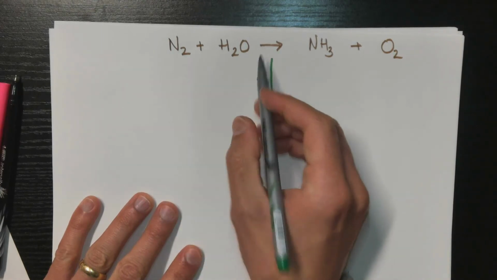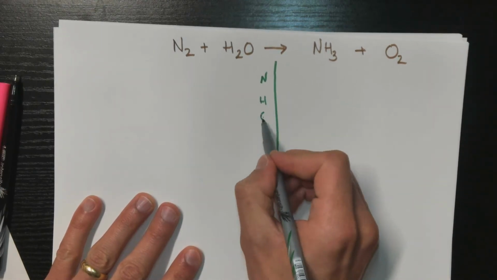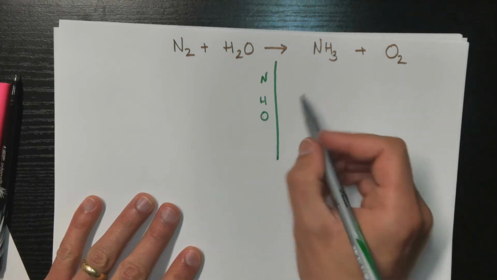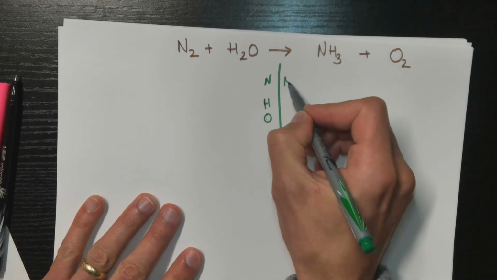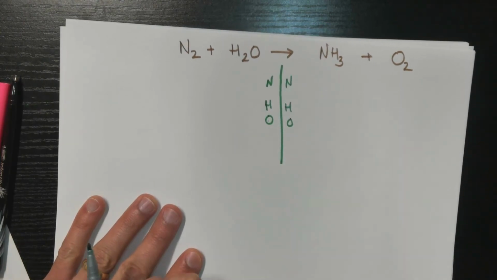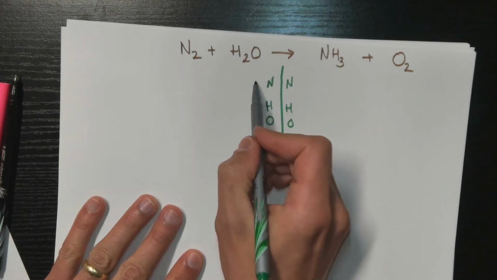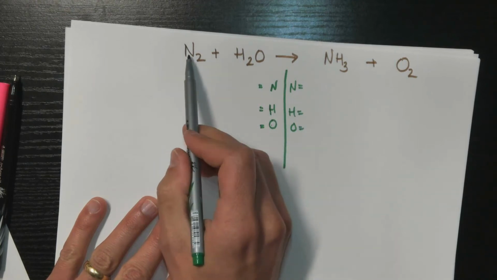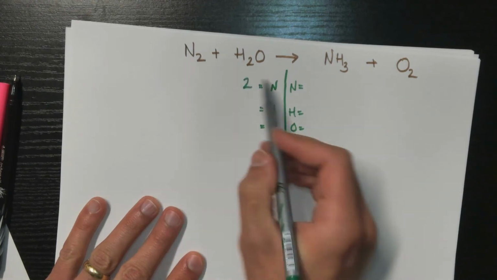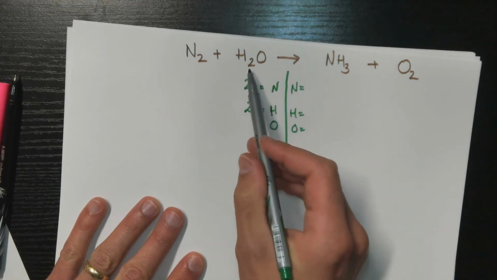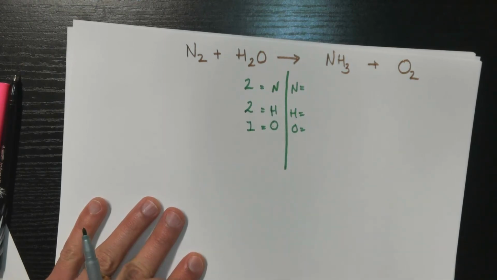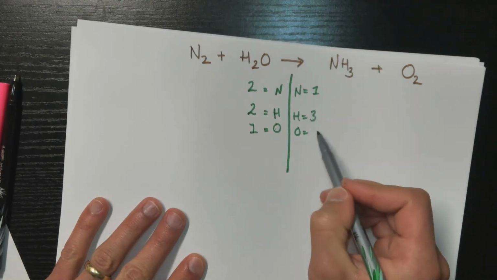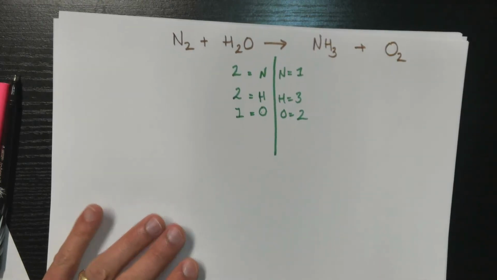I'm going to start from left to right. Nitrogen, hydrogen, oxygen. Okay, now I could look, it's the same order over here too, but I'm just going to write the same elements on this side. They always have to be the same. So it's whatever you start off with, you have to end with. Okay, now I have to count. There are 2 nitrogen atoms, there are 2 hydrogen atoms, and there's 1 oxygen atom. Now, on this side, I have 1 nitrogen atom, 3 hydrogen atoms, and 2 oxygen atoms.